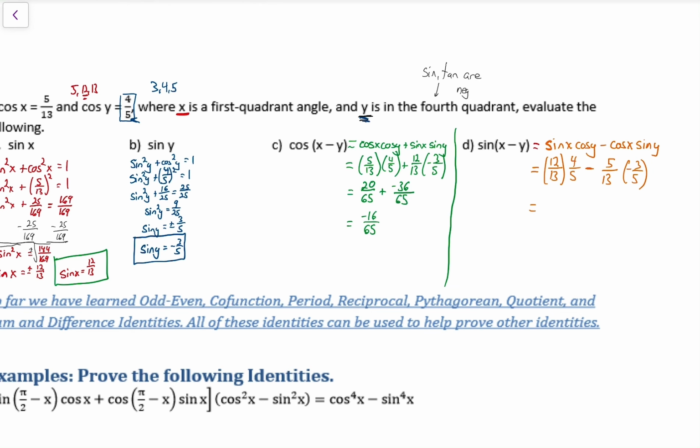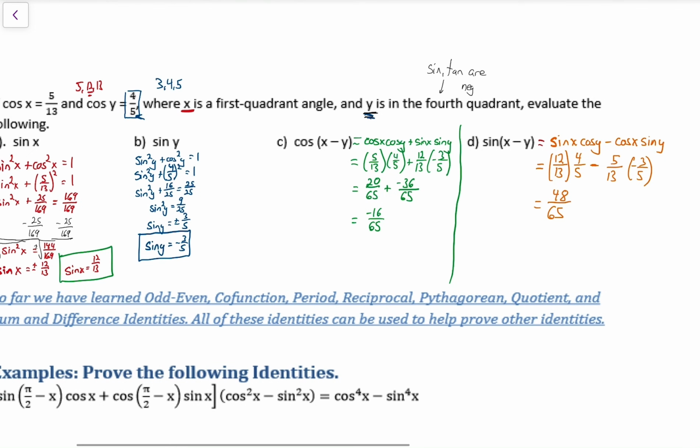And so we have 48 over 13 times 5 is 65. We'll actually have a plus because we have minus and negative, so it's going to be plus 15 over 65. And we add those together. 48 plus 15 is 63 over 65. And that's how you do those.